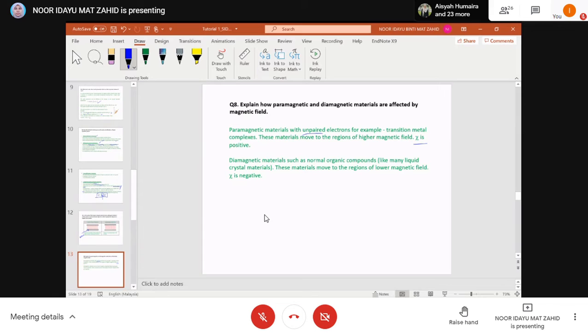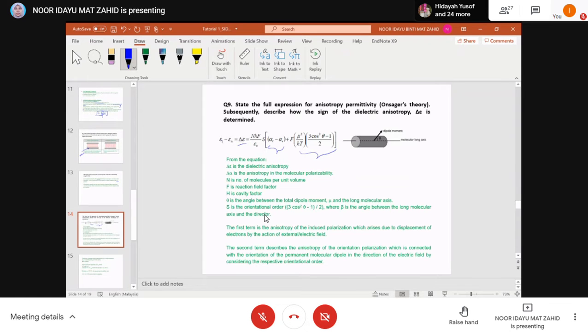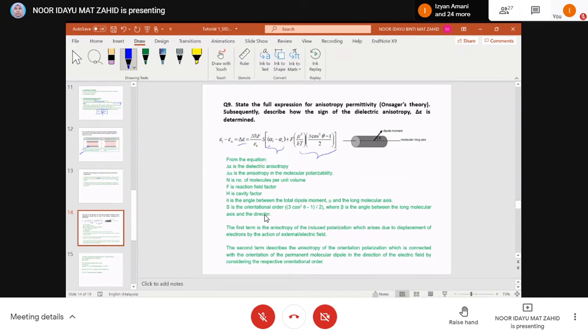As for diamagnetic materials, such as organic compounds, organic compounds usually don't have unpaired electrons, right? So diamagnetic materials like organic compounds will move to the region of lower magnetic field, hence the chi value will be negative. I hope you can differentiate between the paramagnetic and diamagnetic materials.